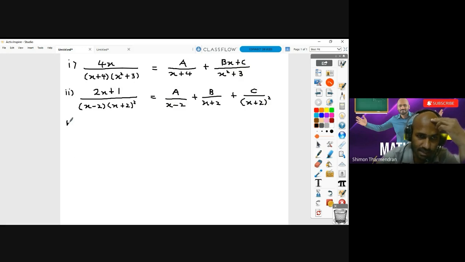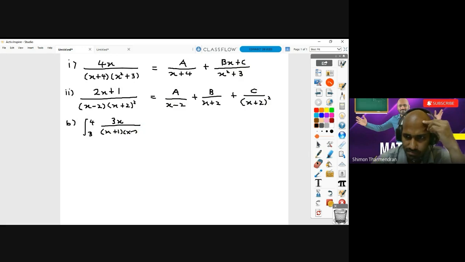And this one just masuk a little bit for the SAM 2 students over here. We want to integrate from 3 to 4, 3x over x plus 1, x minus 2. And we want to show, this is another show question, it is equal to ln 5. So to integrate this guy again, we cannot integrate this form. We must integrate the partial fraction.